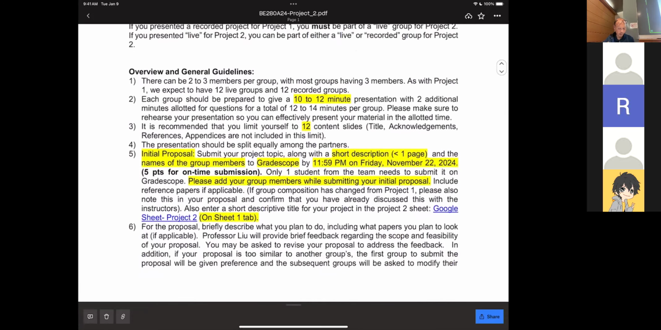I think I increased this. You could have a 10 to 12 minute presentation simply because we have a little more time during the final exam period. So you don't have to go this long, but certainly you can if you want to. We suggest 12 content slides. You can do more or less, but that's just a general recommendation.